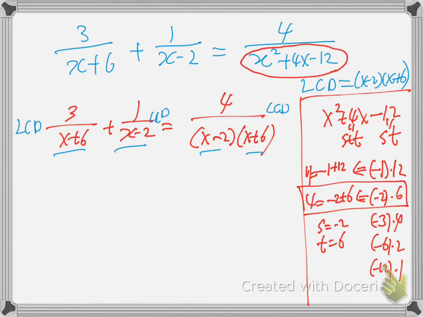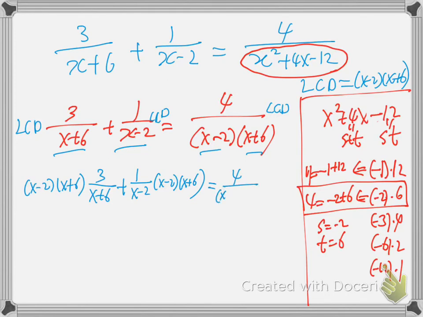Okay, so let's write it down. We have 3 over (x minus 2)(x plus 6), plus 1 over (x minus 2), multiplied by (x minus 2)(x plus 6). And then the other side, 4 over (x minus 2)(x plus 2), times the same thing, (x minus 2)(x plus 6).